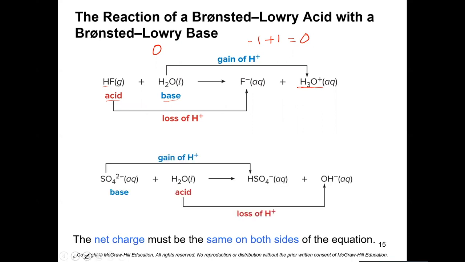Let's look at a slightly different example. Here, I have a 2- and H2O, which is neutral, so I have -2 on my reactant side. If I look on my product side, I have HSO4- and OH-. That means I have a -1 plus another -1, which is just -2. So these net charges are in fact the same on both sides of the equation. When you're thinking about acids and bases or writing acid-base reactions, you have to make sure that your net charges are the same on both sides.